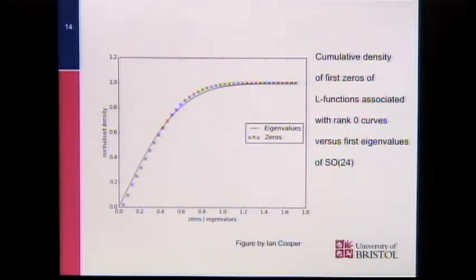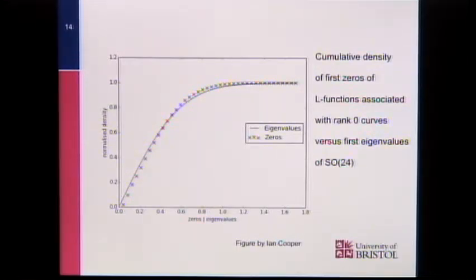The crosses are the cumulative density of the first zero nearest to a half, for L functions, looking just at the rank 0 curves, versus the solid line, which is similarly the cumulative distribution of the first eigenvalues, the ones nearest to 1, of matrices from SO24. So the cumulative plot just tells you, if you look right here, the height of the plot tells you essentially what proportion of your L functions have a 0 below this height, say 0.4.